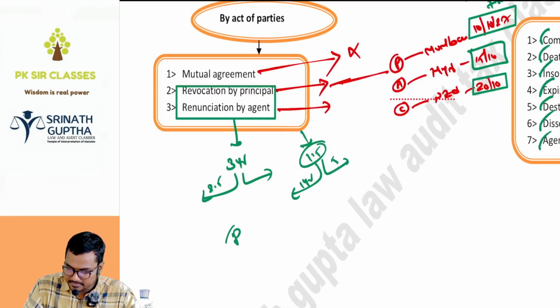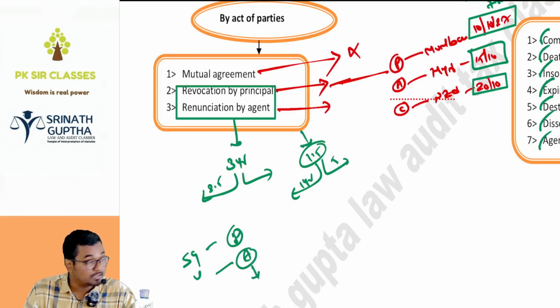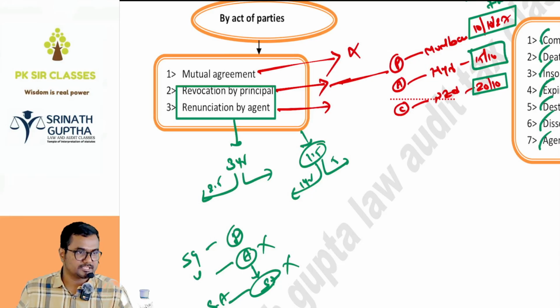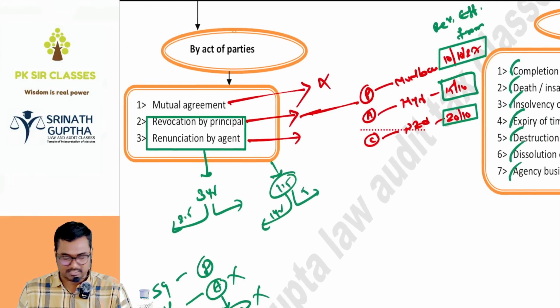SG is the principal. Vani is the agent. And Sindhu is the sub-agent. When I am removing the agent, automatically the sub-agency also ends. Termination of agency will lead to termination of the sub-agency also. Clear?